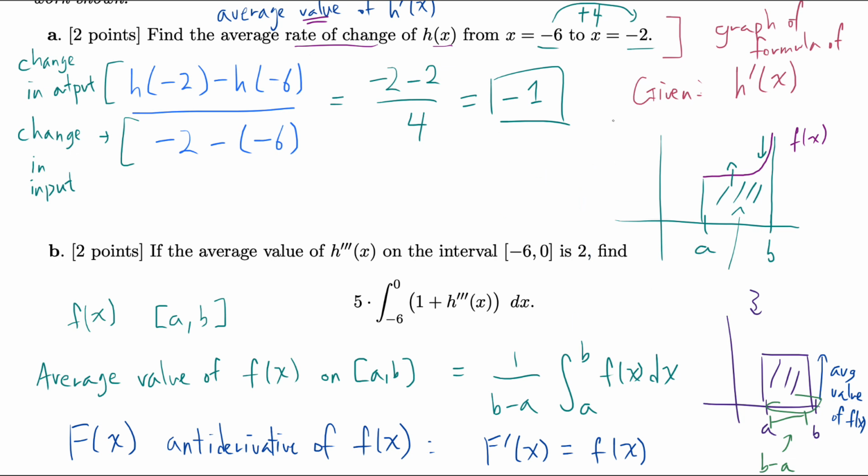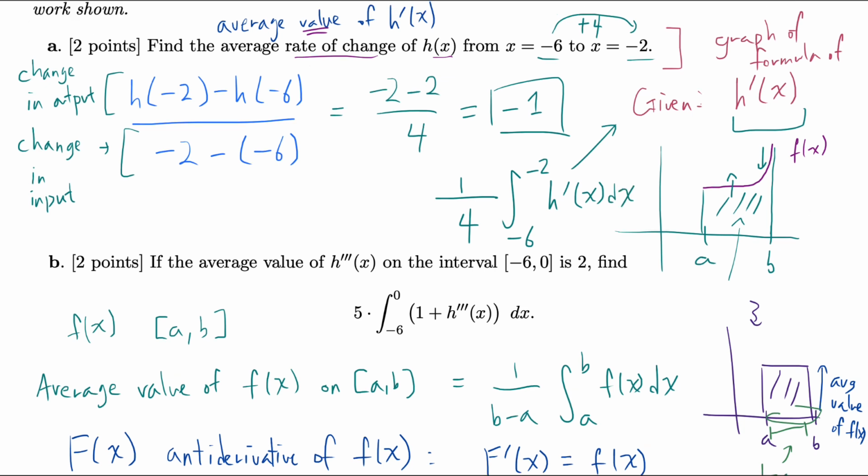But I guess the point I'm trying to make here, going back to this, is that if I'm given h prime of x rather than h of x, and you want to find the average value of h prime or average rate of change of h of x, then what you can do is just look at 1 over 4 in this case, because that's b minus a here, which is negative 2 plus 4, times the integral from negative 6 to negative 2 of h prime of x dx. So if the information you're given in part A, rather than the information on h of x, was on h prime of x, you would get the answer using this formula.